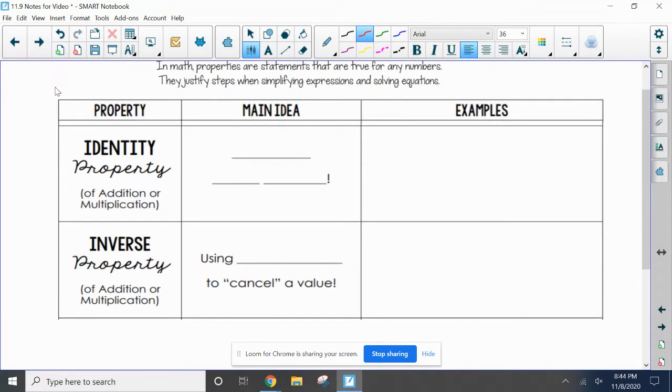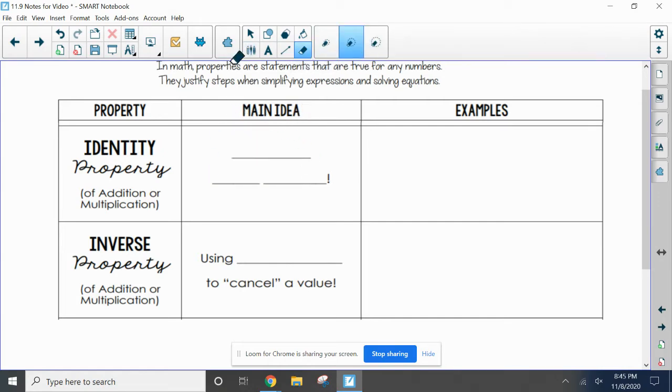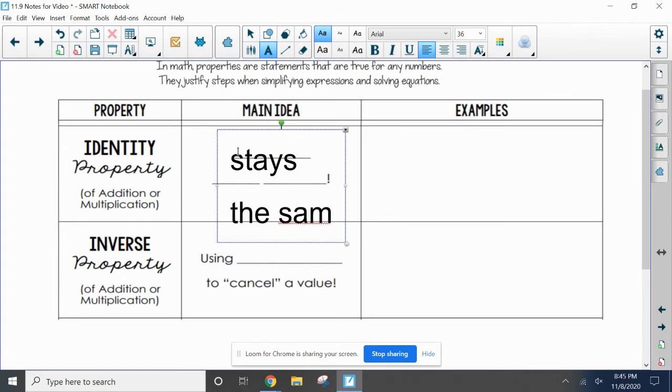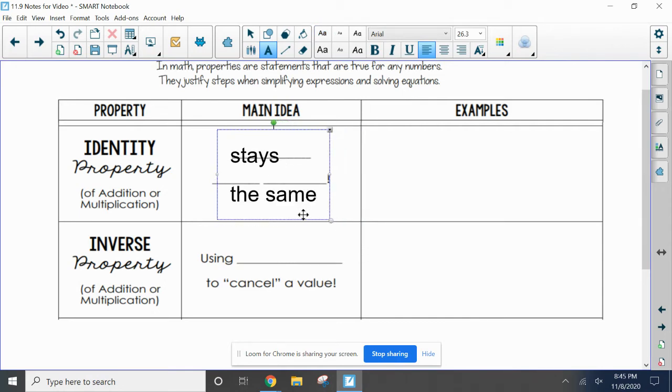All right, so next is our identity property, and this again works for addition and multiplication. The identity property states that you're going to keep the same. So it stays, and I'll type it so it's neater. It stays the same. I'm going to put on our lines, it stays the same.